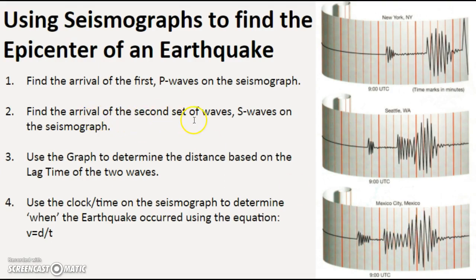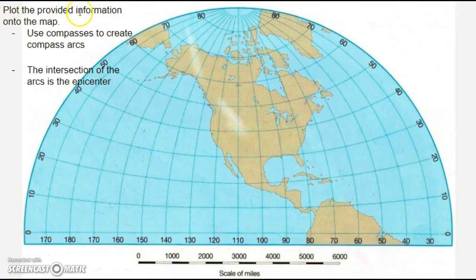So once we find the arrival of the S waves, we can now put together a timeline. We'll use the graph to determine the distance based on the lag times of the 2 waves. And then we can use the time on the seismograph to determine when the earthquake occurred. And sometimes we'll have to use this equation: speed equals distance divided by time. And lastly, we will then plot this provided information onto the map. We'll use compasses to create compass arcs, and the intersection of the arcs is the epicenter.